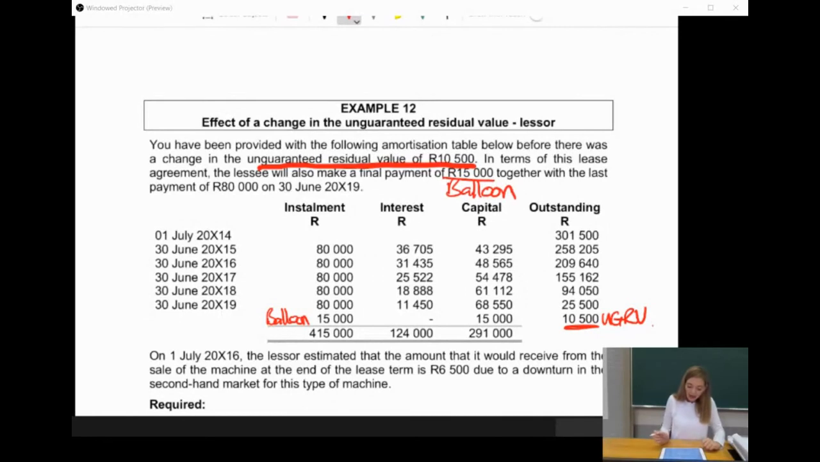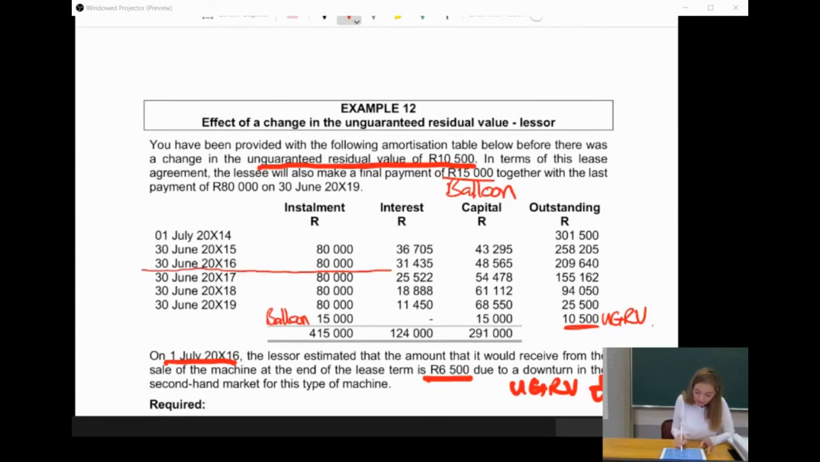Good. Now, on the 1st of July X16, the lessor estimated that the amount that it will receive from the sale of the machine at the end of the lease term is now only 6,500. So our unguaranteed residual value has now decreased, which we know we have to account for. If it increased, we wouldn't have to worry about it, but it's decreased, so we have to account for that. Good. So that's on the 1st of July X16.